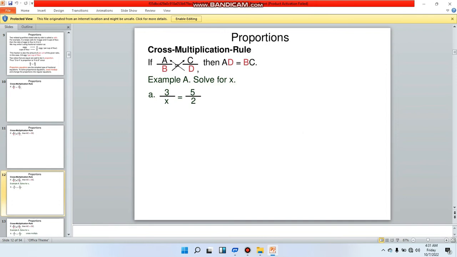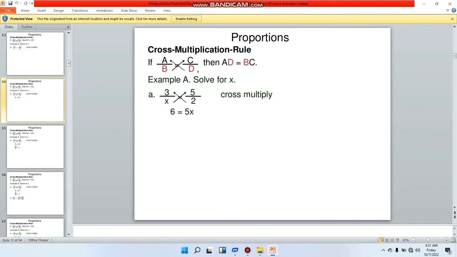3 over x is equal to 5 by 2. We cross multiply this. 5 into x gives 5x, and 3 into 2 gives 6. That is 6 equals 5x. Also written as x equals 6 over 5.